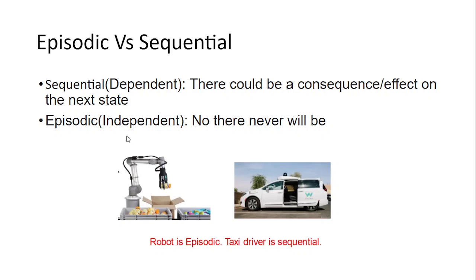Episodic is where there will never be any effect. So for example, this is a robot which is just grabbing stuff into a box. It doesn't matter what object it's going to grab. Its only task is just to grab and put it in the box. So that would be independent. So whenever it's a dependent task, it will always be sequential. Whenever it's independent, it's always going to be episodic.